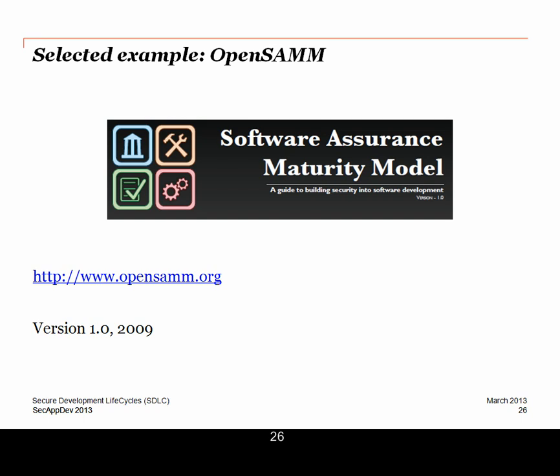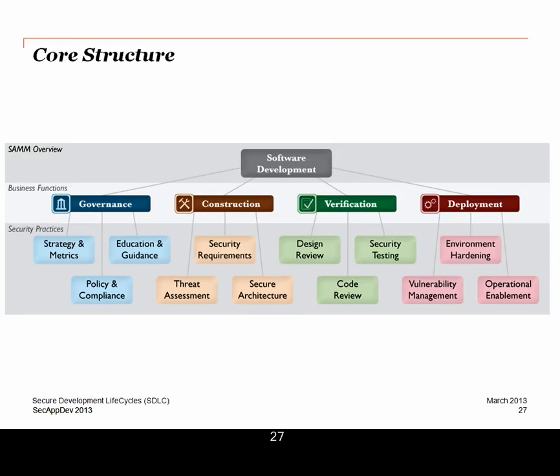Okay, so what's the core structure of these models or of OpenSAM? Actually, they distinguish between four business functions. These business functions are typically things that you see in an organization that have to be done. So you have to build software, you have to test software, you have to deploy software, and you have to make sure that it aligns with the strategy. And in these business functions, there's different practices. So each business function has three practices. And actually, in these practices, there are several activities that you could be doing. And that's actually where the maturity is coming from.